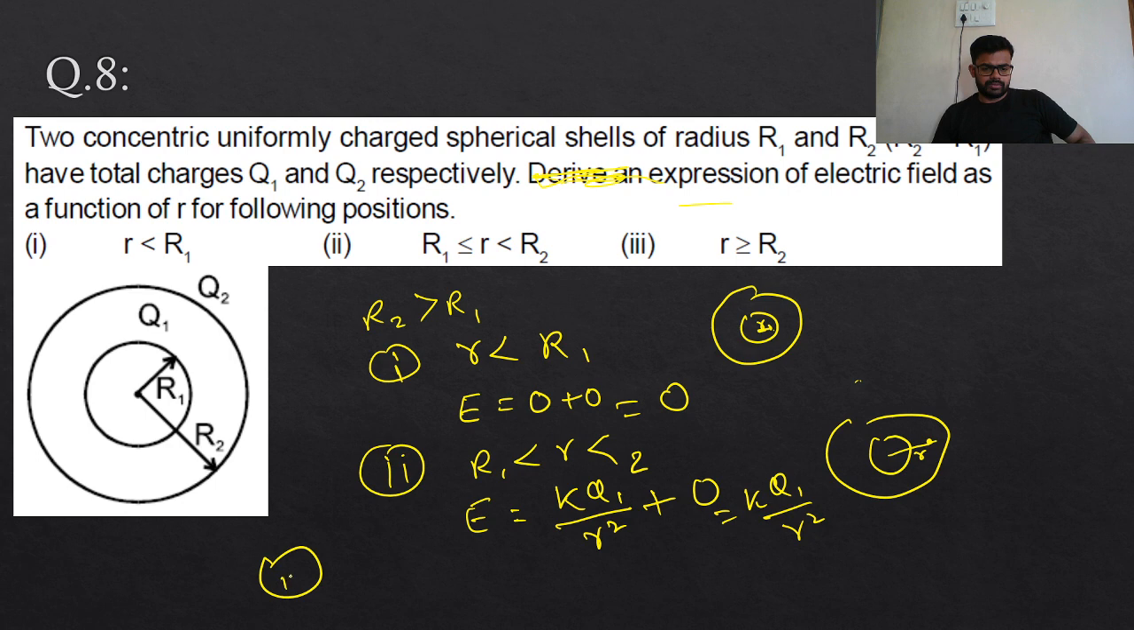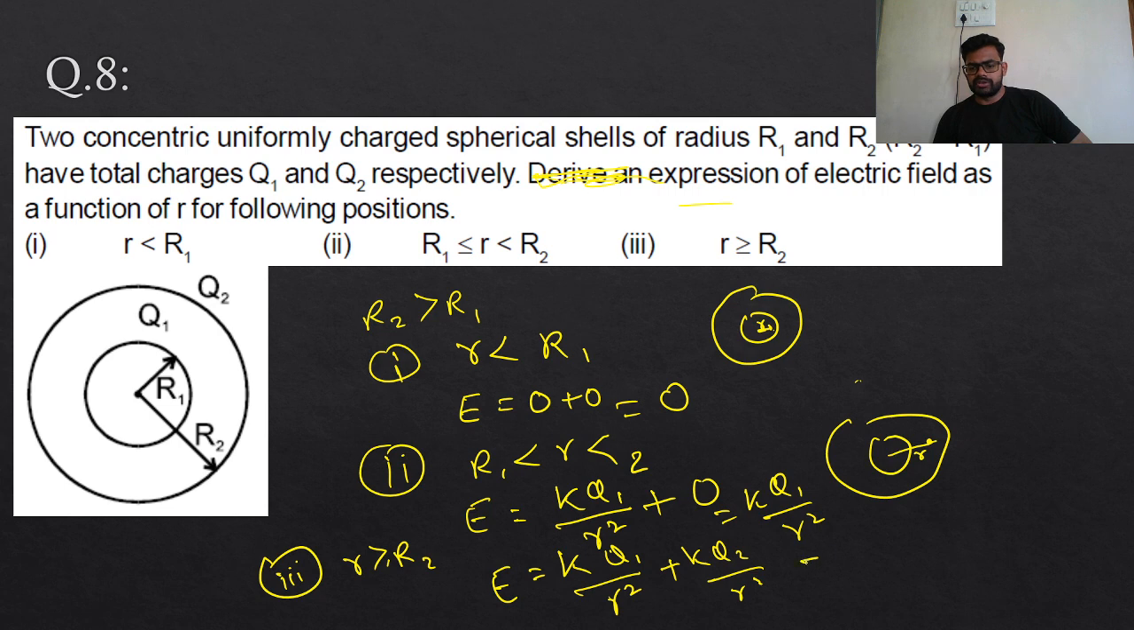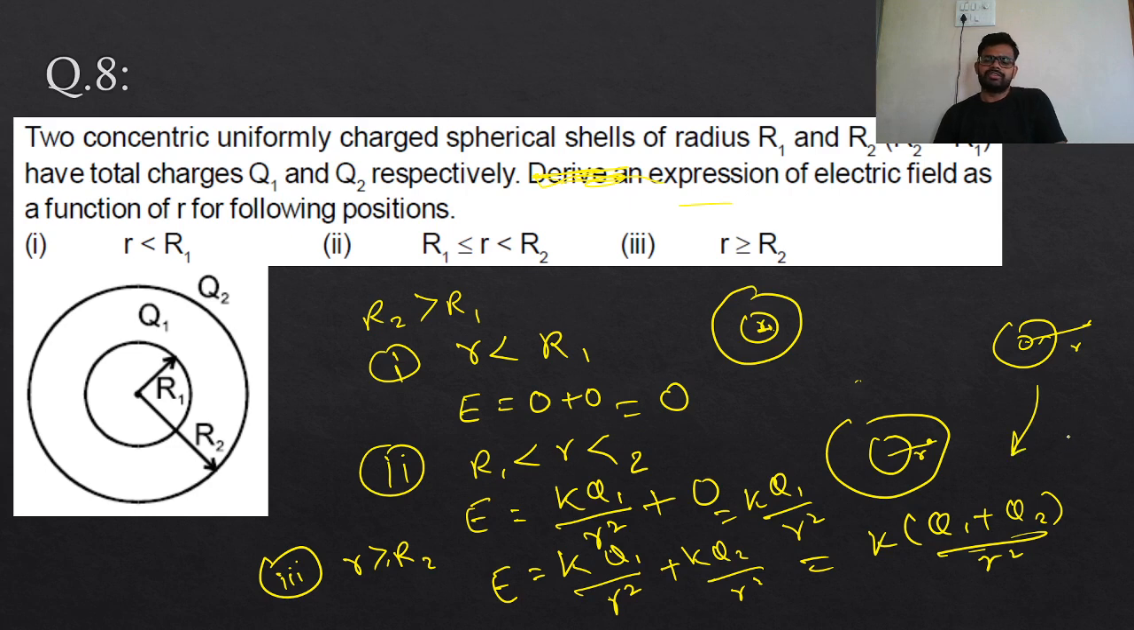Third one, r is greater than or equal to R2. So E is equal to kQ1 upon r square plus kQ2 upon r square. So the final answer is k(Q1 plus Q2) upon r square. Why? Because the point is outside both the shells. That's all, this is the answer. Very simple question, all of you can do it.